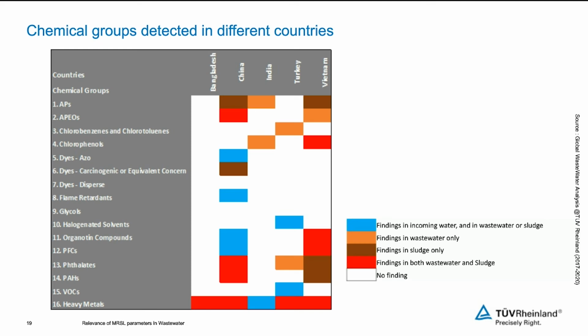For example, AP were found in both the China and Vietnam reports. Although the findings are from sludge samples, as marked in brown here, the detected types of AP are not the same. In the Vietnam reports, it was nonylphenol that was found, while in reports from China, both NP and OP were detected. Thank you.